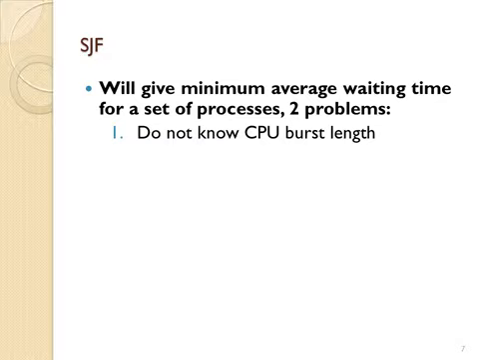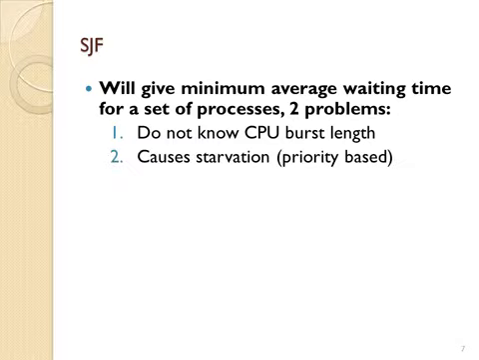So that's a fundamental problem in implementing shortest job first in a system. Another problem with shortest job first is that since shortest job first is priority based, there is a chance that it could cause starvation. And therefore, it might not be the best algorithm because some of your longer tasks may be important.